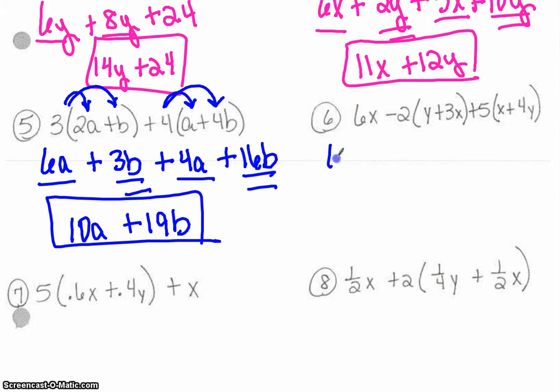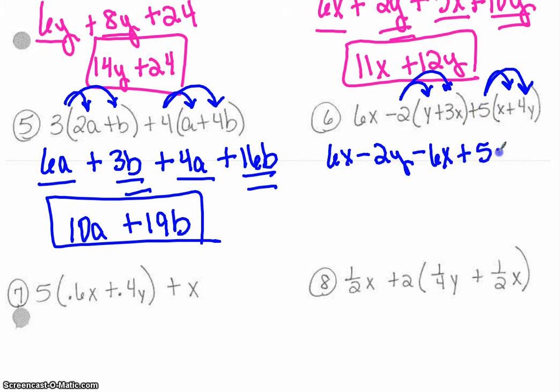Number 6, you're going to bring down your 6x. You're going to distribute, now be careful here because you're actually distributing a negative 2, and then you're going to distribute a 5. So negative 2 times y is minus 2y. Negative 2 times 3x is minus 6x. 5 times x is plus 5x. 5 times 4y is plus 20y.